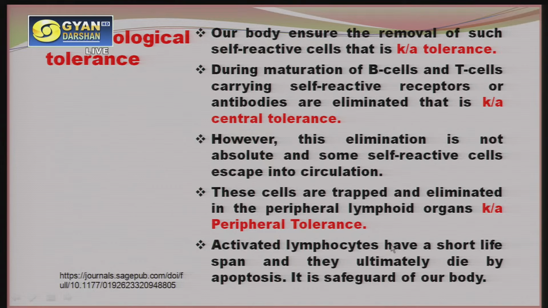The activated lymphocytes have a short lifespan and ultimately die by apoptosis. It is a safeguard of our body. So these are very important mechanisms, known as immunological tolerance. It will remove the self-reactive cells, working as central tolerance as well as peripheral tolerance. So ultimately our self-reactive cells are removed from the body, and then autoimmunity will not take place.